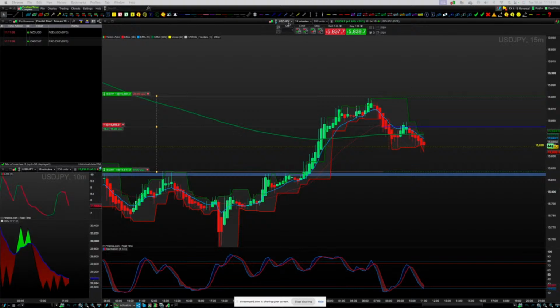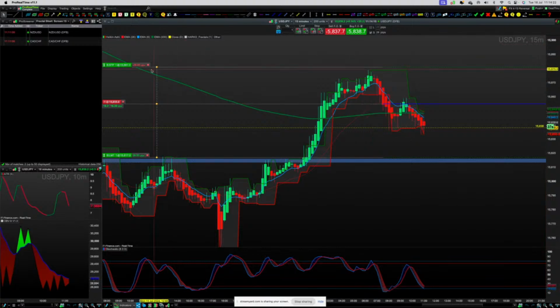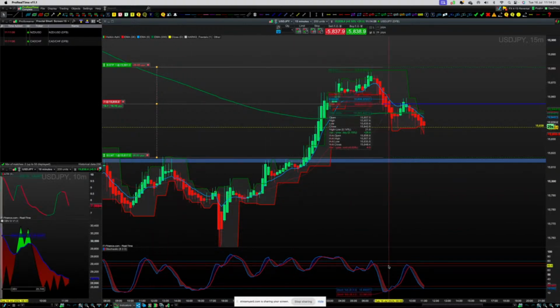So this is USD Japan. There's no reason to do anything with this at the moment. We are just over 0.5% up on that, and we're going to let that run down a little bit further and see where we get with that.